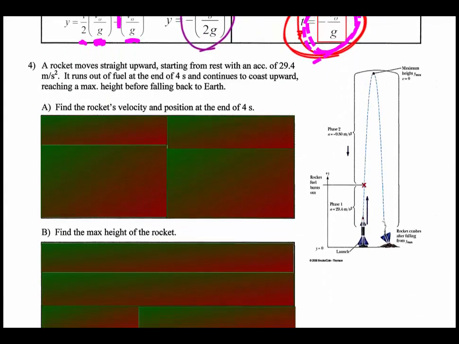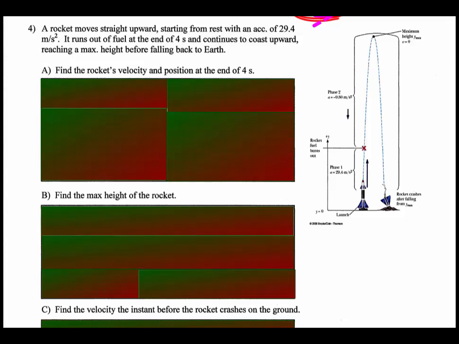Okay, last problem, number 4. A rocket moves straight upward starting from rest with an acceleration of 29.4 meters per second squared. So it's not in free fall during this time. It's accelerating up. It runs out of fuel at the end of 4 seconds and continues to coast upward, reaching a maximum height before falling back to Earth.